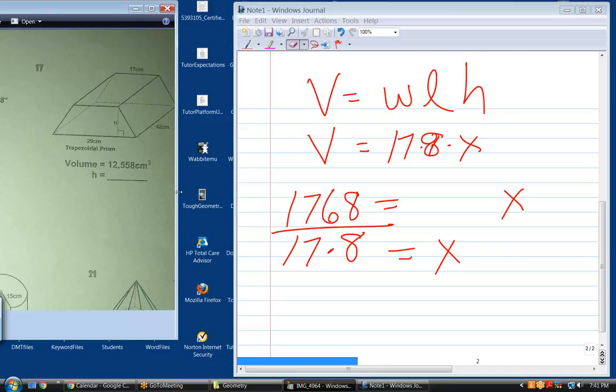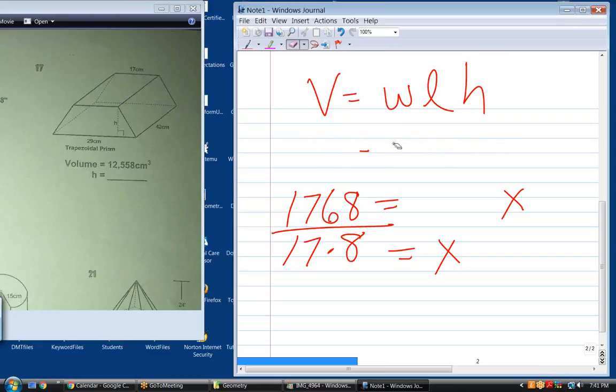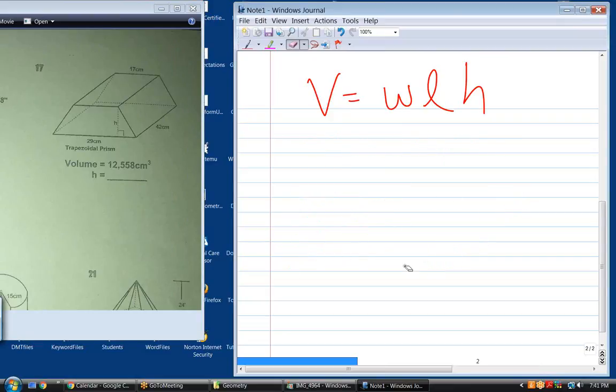Still volume. No surface area question here. General formula for volume of a trapezoidal prism. Now it might be correct to say base times thickness or height, as long as you're very much aware that it's capital B times height.